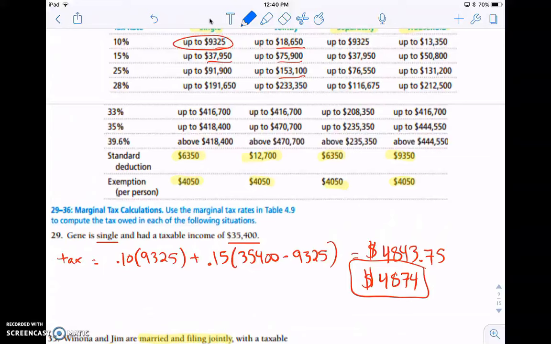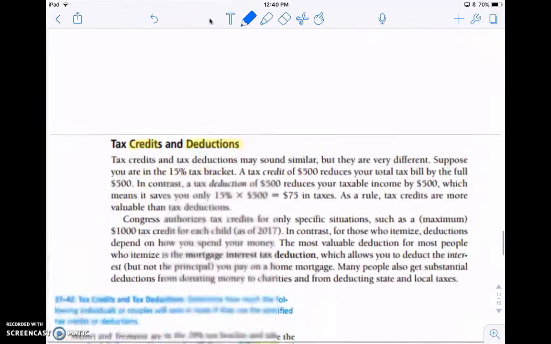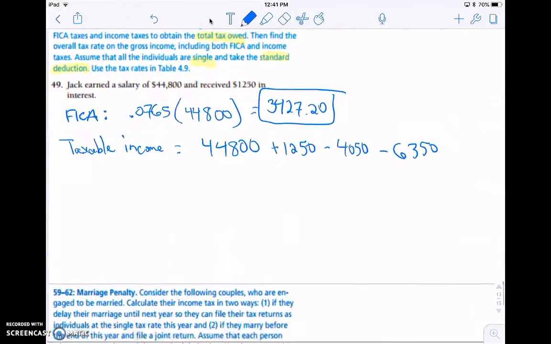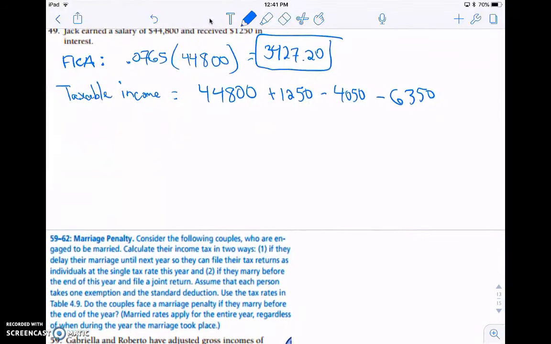Again, that comes from this table up here. So here's your exemption and standard deduction, since the person is single. So we have a taxable income now. If you subtract all of that, this is equal to $35,650. So there's our taxable income.